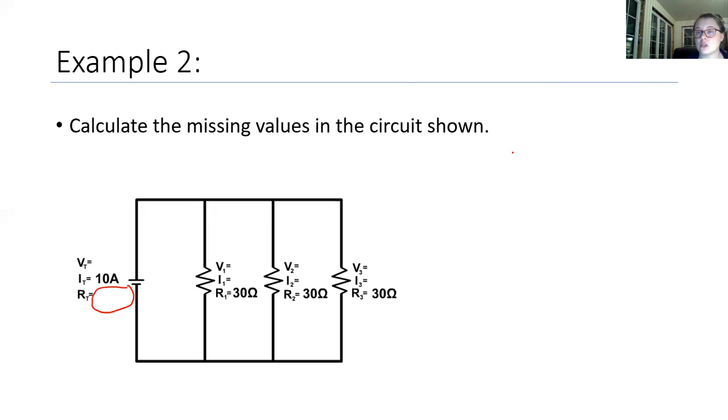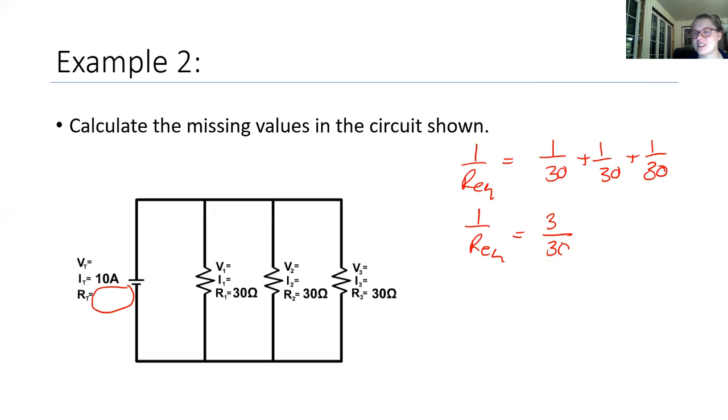So in order to figure this out, the equivalent resistance is going to be equal to 1 over 30 plus 1 over 30 plus 1 over 30. No hard fraction math here. Add the numerators together. 1 over equivalent resistance is equal to 3 over 30. So equivalent resistance is equal to 30 over 3, which is equal to 10 ohms. Well, if you think about it, the battery is pushing current and it's got 10 amps of current to split between 3 branches.